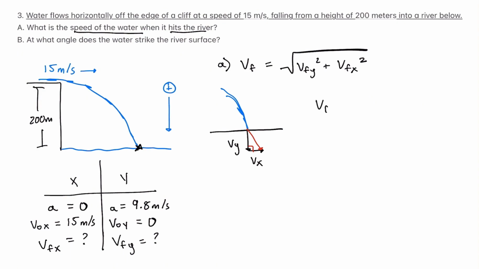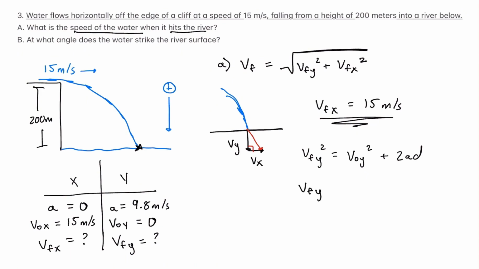We know that VFX is 15 meters per second because the initial velocity in the x direction is 15 and there's no acceleration, so the velocity will stay the same. But for VFY, we need to use one of our kinematics equations. We can use VFY squared equals V naught y squared plus 2AD.